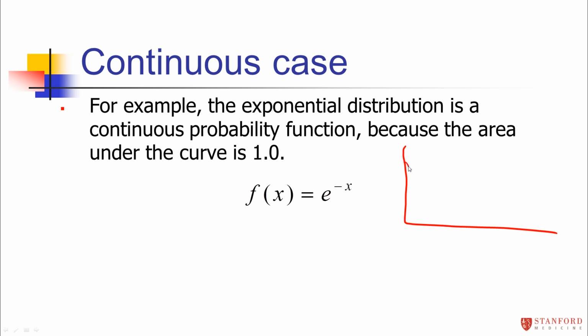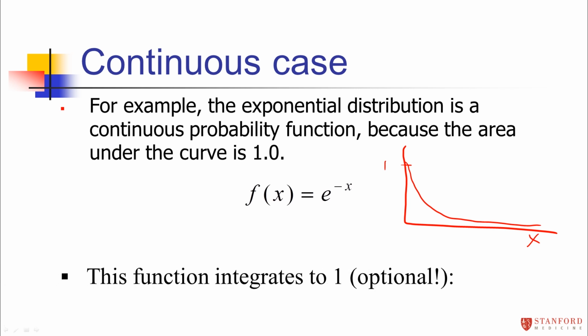Now, if I just told you that the area under that curve is 1, you'd probably say that sounds reasonable, right? If you were to calculate the area under the curve here, it starts at 1 and it goes down towards the x value. It seems reasonable that that area might be 1. So if you want to just believe me, that's fine. I can also show you the integral for those who are interested.